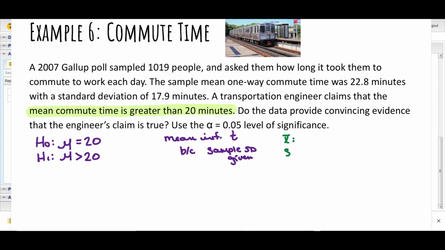All right, so let's enter our data. X bar, sample standard deviation, sample size, alpha. X bar is 22.8. Sample standard deviation is 17.9. N is 1,019 people. Alpha is 0.05. This notation is alpha, not sigma, so if I said that, I apologize. Okay, so we have everything that we need.